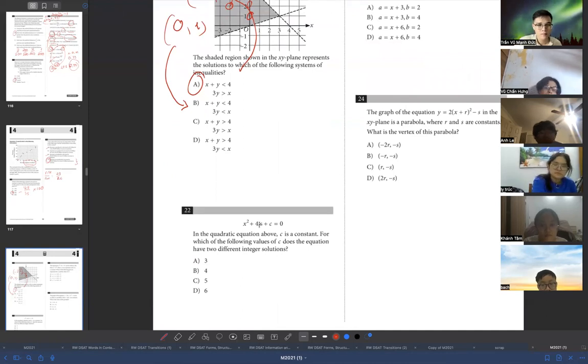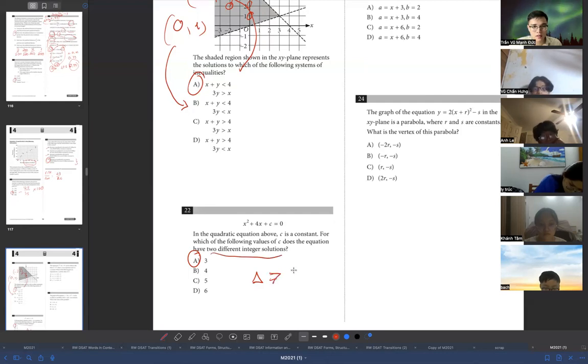How about 22? Calculate the delta. 3. Okay, 3. Just be confident. You just give out the answer. If you get it wrong, we're not going to judge you, of course. We're going to fix it. And let's see, 3 is correct. You have two different integer solutions, so delta is larger than 0.